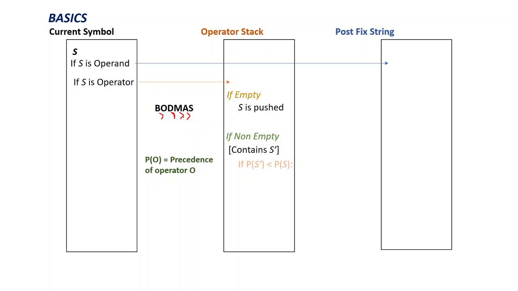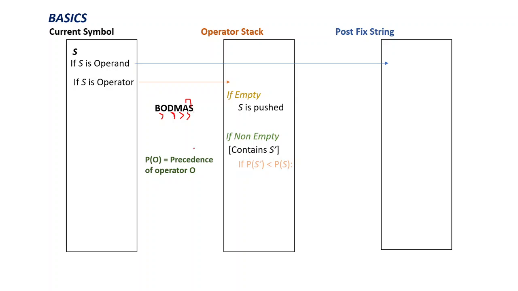So P of S prime, like if division is the symbol S prime and M is the symbol S, we will say that precedence of M is less than precedence of D. Now there is a confusion regarding the precedence of addition and subtraction. Some say that precedence of addition and subtraction are the same. So I will ask you to check with your teachers what they consider as the precedence between A and S, that is addition and subtraction.